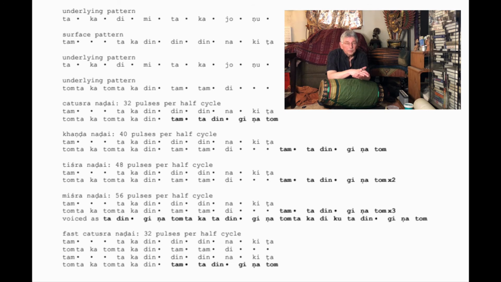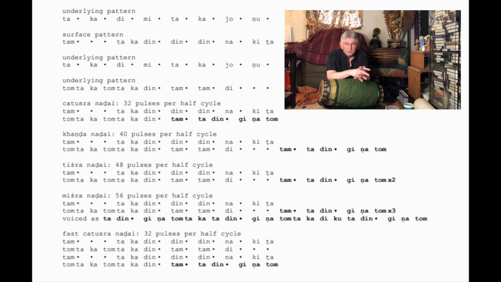Then he went to the misram, and in the misram he had to add that 7. He had to add it 3 times at the end. 32, the original number of pulses, and 24, 56. Okay, 8 times 7. So because tam ta ding na tam, tam ta ding na tam, tam ta ding na tam happens 3 times, it is sort of by definition a mora.